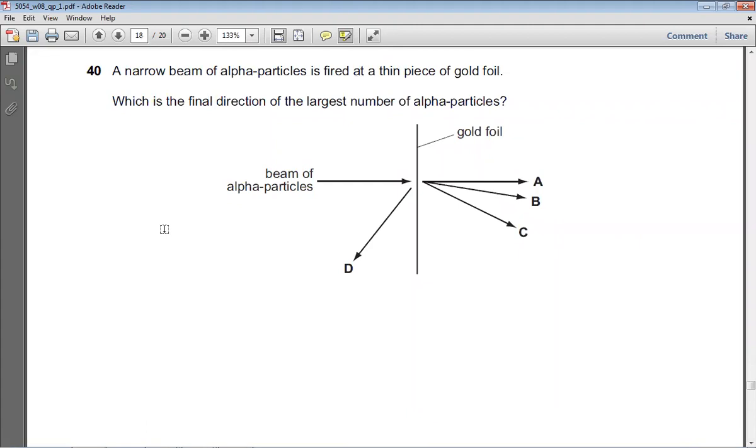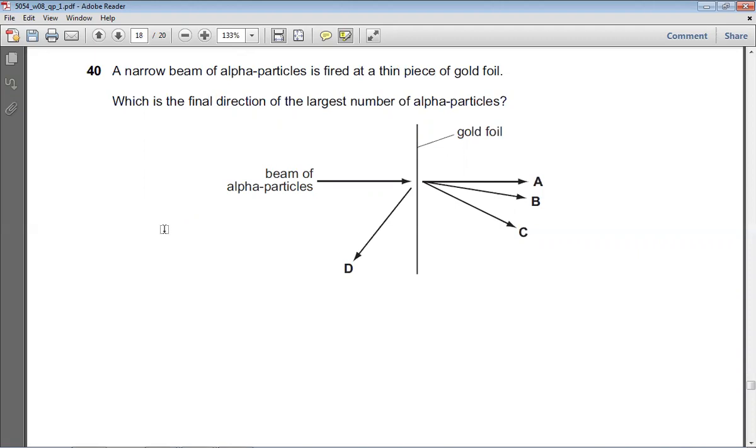This is the Geiger and Marsden experiment. A narrow beam of alpha particle is fired at a thin piece of gold foil. What is the final direction of the largest number of alpha particles? That's the Geiger and Marsden experiment. You have studied this in your physics. You have also studied it in your chemistry.